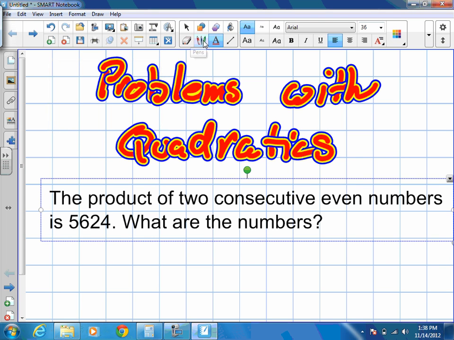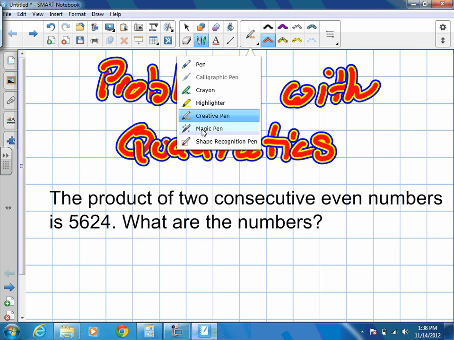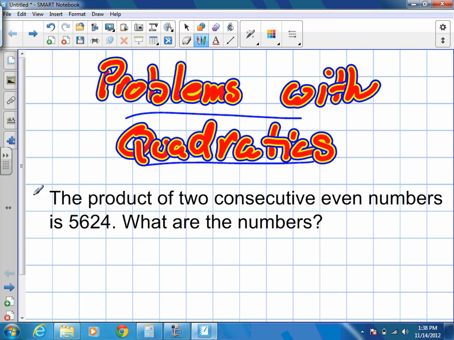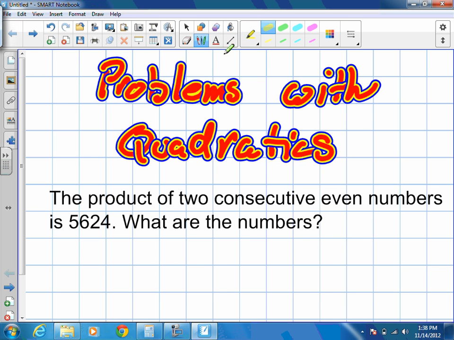Okay, we're going over problems that involve quadratics. The very first question says the product of two consecutive even numbers is 5,624. What are the numbers? Even though this is a very short word problem, it's always in your best interest to read them twice, and then the second time around, highlight any important information.